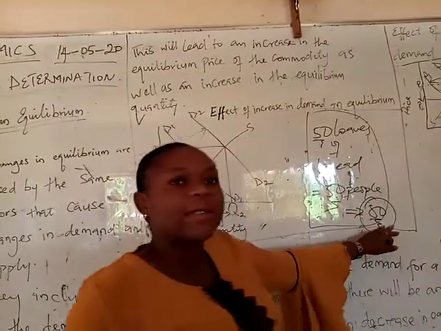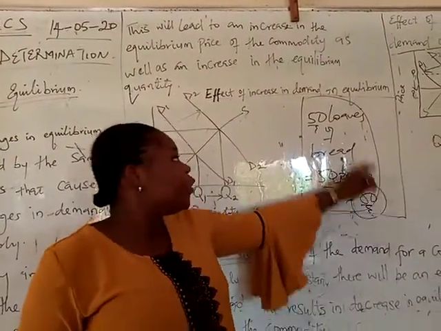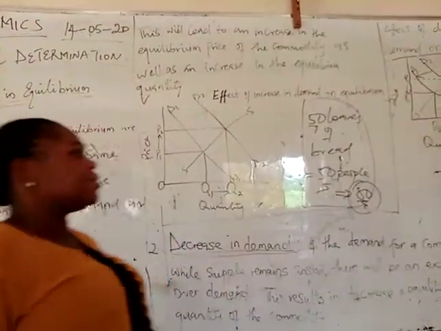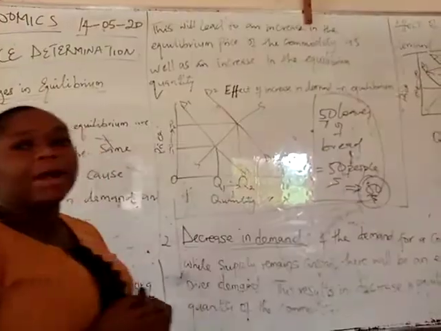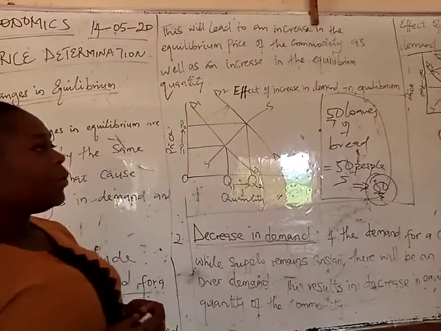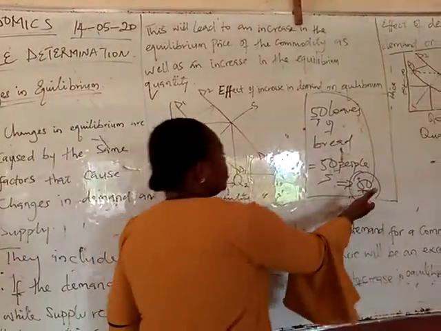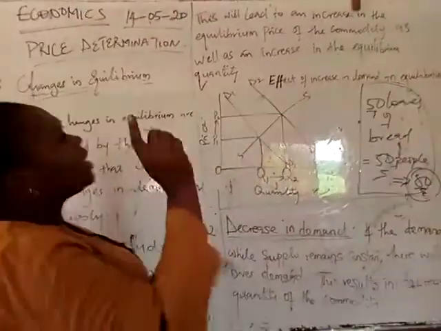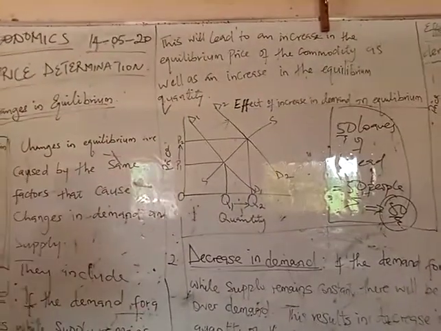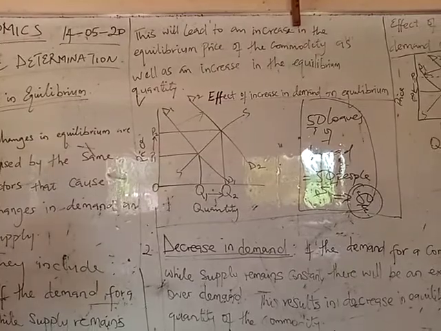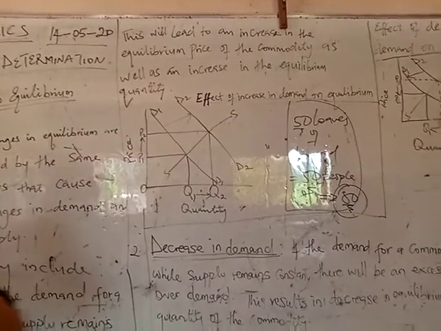So the number of persons demanding for bread or looking for bread has increased from the usual number 50 persons to 80 persons, which means we have what? Excess demand. This will lead to an increase in the equilibrium price of the commodity, as well as an increase in the equilibrium quantity. What does that mean?